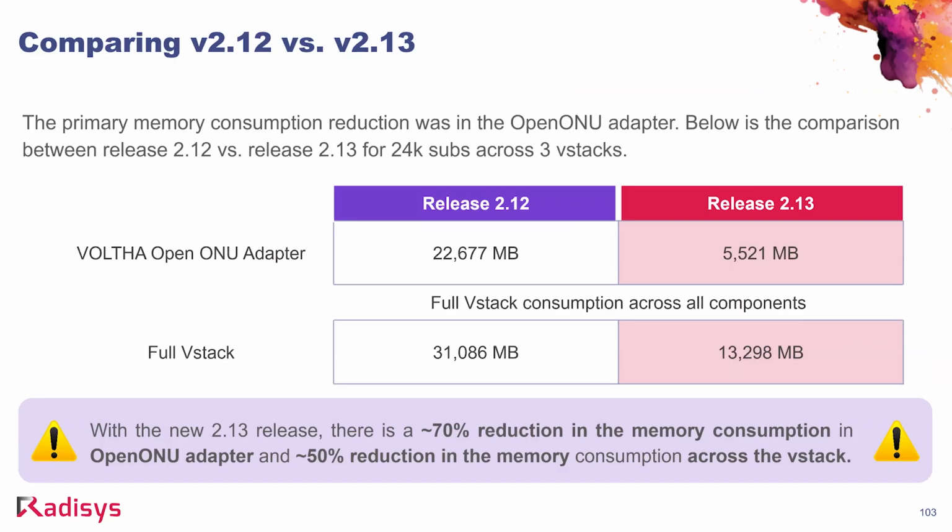And this is with scale, with so many ONUs coming up and stretching the control plane literally to its max, which usually doesn't happen in a real production scenario. So overall, we have somewhere around 50% reduction with the whole stack.